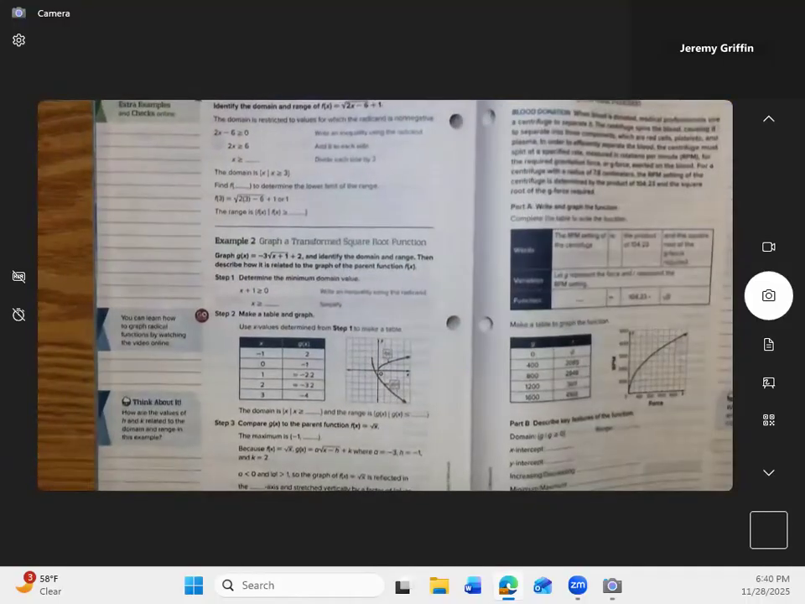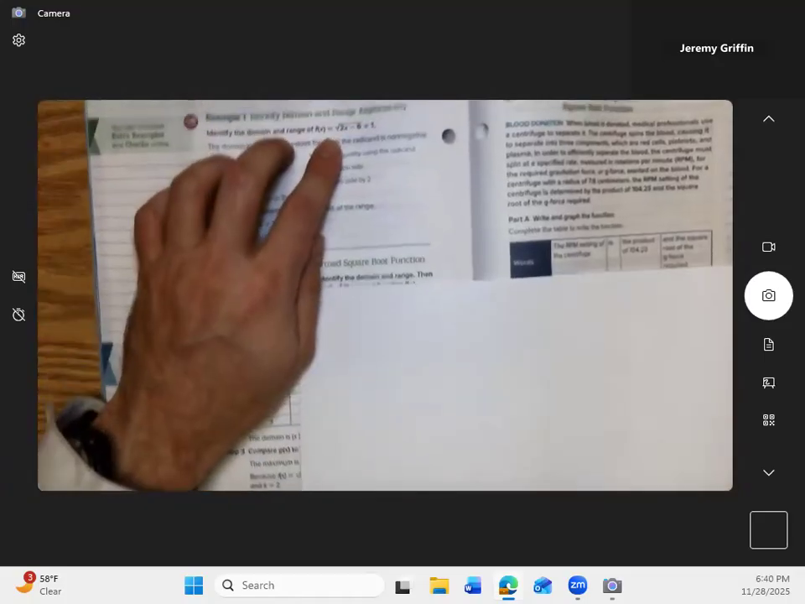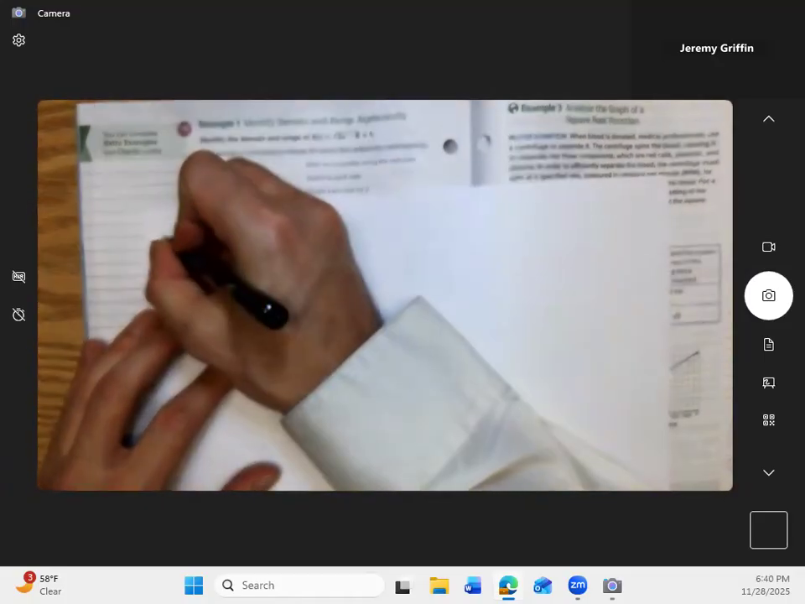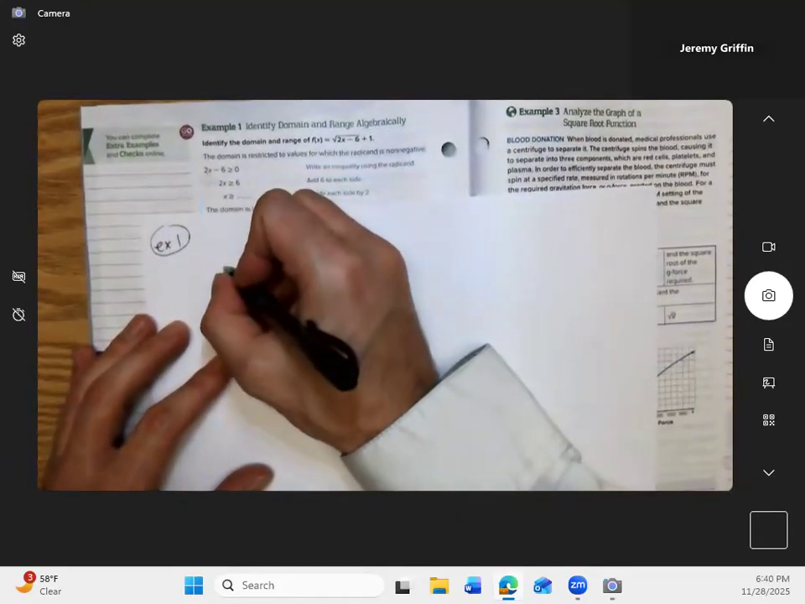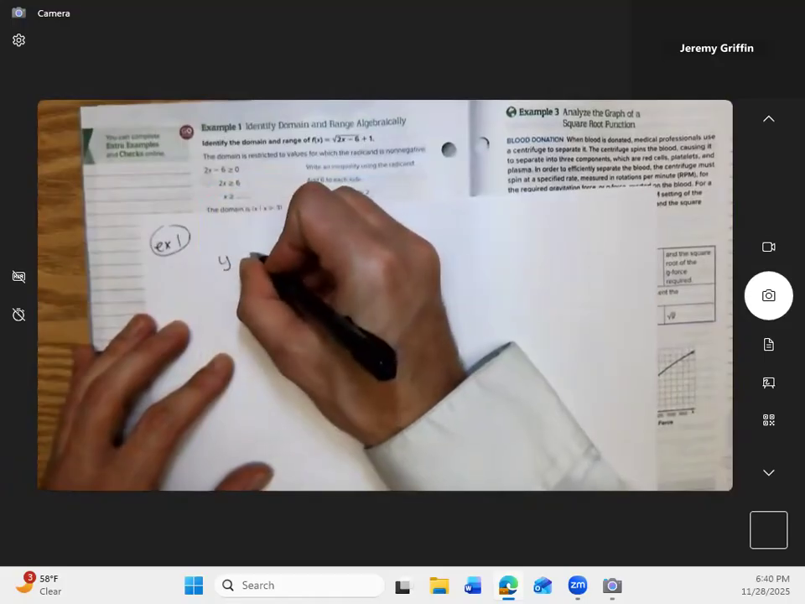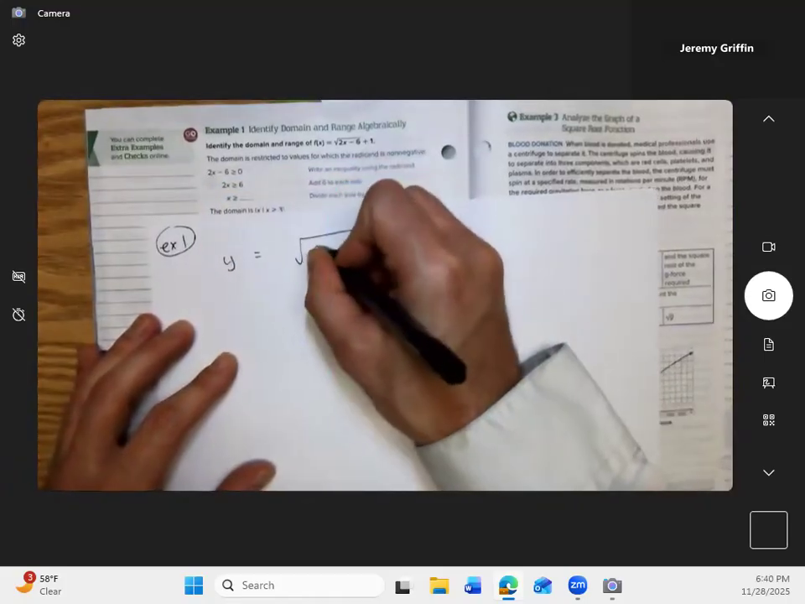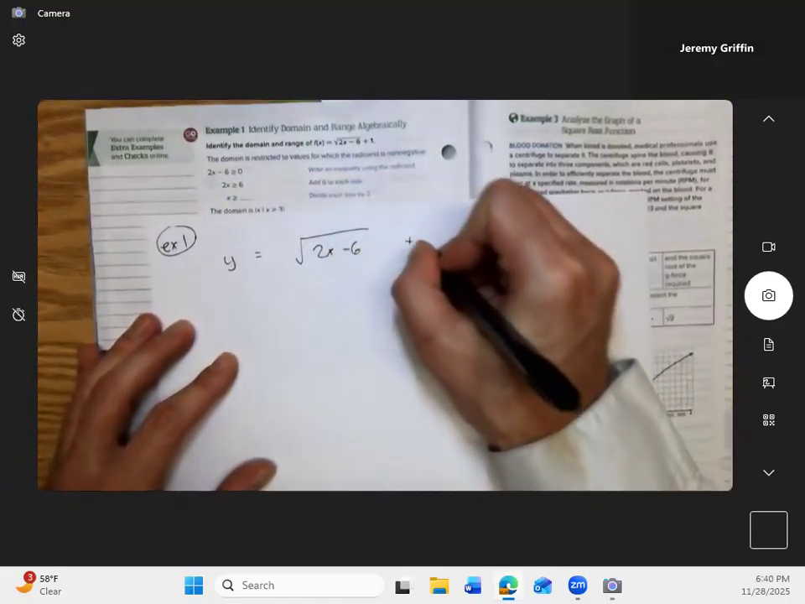Example one, identify the domain and range algebraically. Okay, so that's all I want you to do on this one. And then, okay, so here, I'll just do exactly what they offer. Okay, so we have f of x, I'll just say y there, equals square root of 2x minus 6. And then after that, we've got a plus 1.